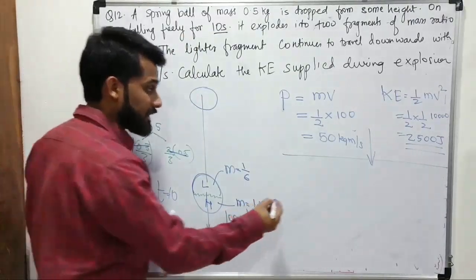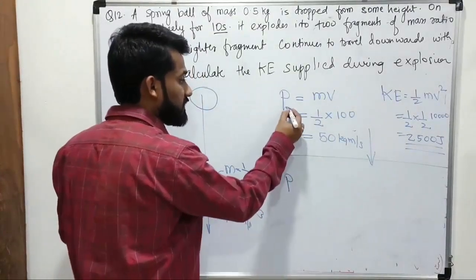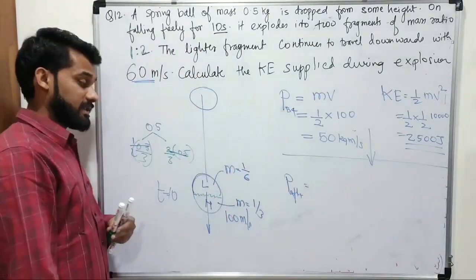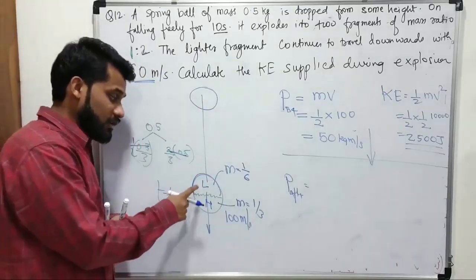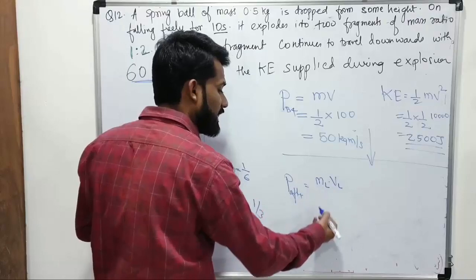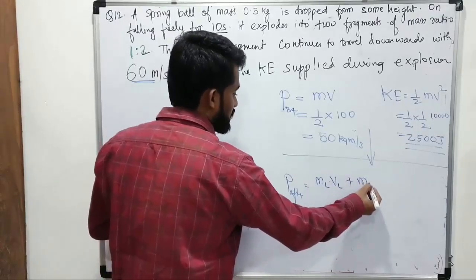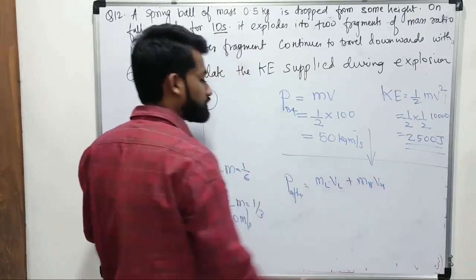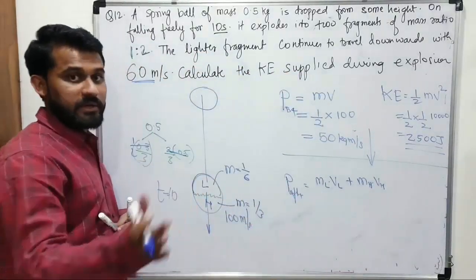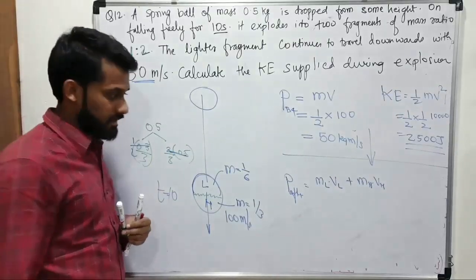Before and after the explosion, how much will the momentum of the system be? Momentum should get conserved. So what is the momentum of the lighter particle? Mass of lighter into velocity of lighter plus mass of heavier into velocity of heavier. The addition of both should be 50 in downward direction because momentum cannot change. Externally, no force was acting.